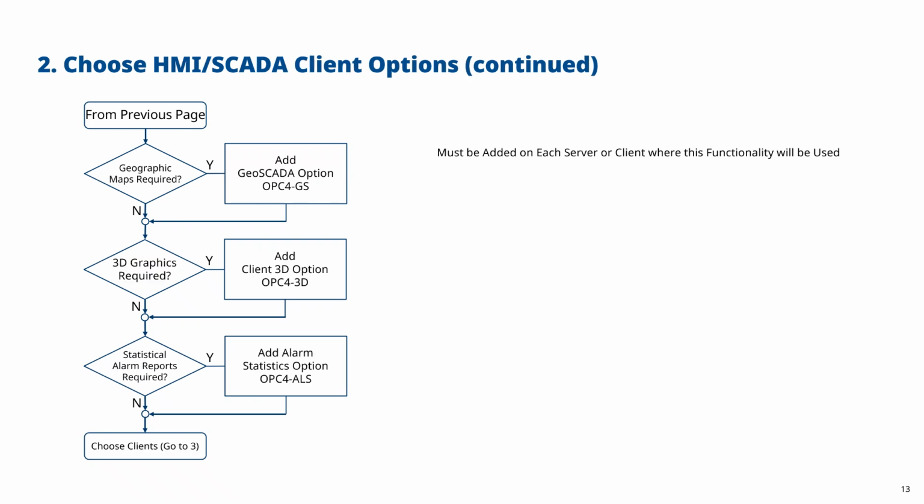And then do you need any client options? So for geographic maps, for the GeoSCADA option, you need to add OPC4, so C is referring to the client now rather than server. So for GeoSCADA it's OPC4-GS, and this must be added on each server or client where you will be viewing GeoSCADA. Same for 3D graphics, we've got OPC4-3D, must be installed on each server or client where you will be viewing 3D graphics. And we've got statistical alarm reports, which uses OPC4-ALS.